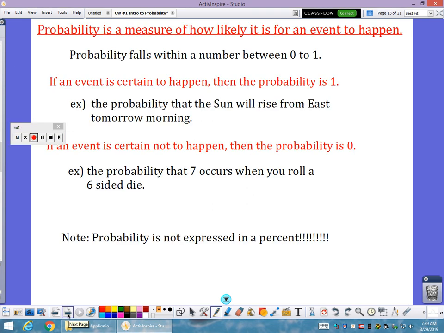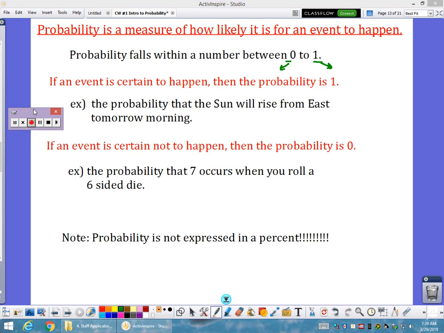All right. So some quick notes. Probability is a measure of how likely it is for an event to happen. Probability falls between 0 and 1. 0 is never going to happen. 1 is definitely going to happen. If an event is certain to happen, the probability is 1. The probability the sun will rise from the east tomorrow morning. That has a probability of 1.